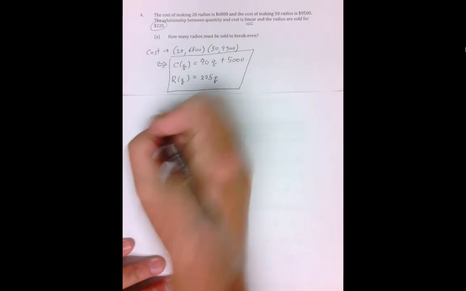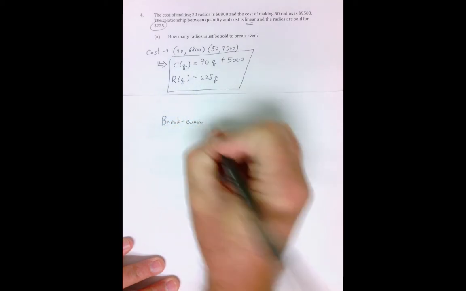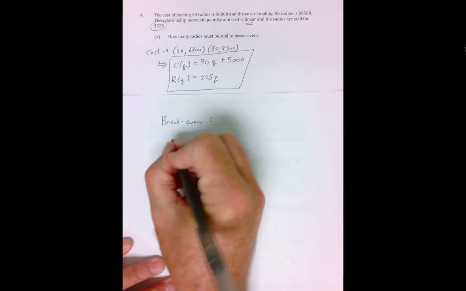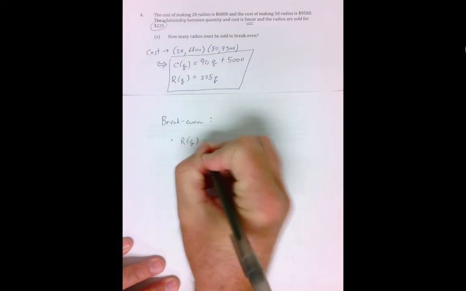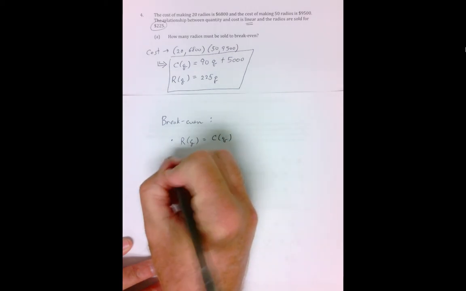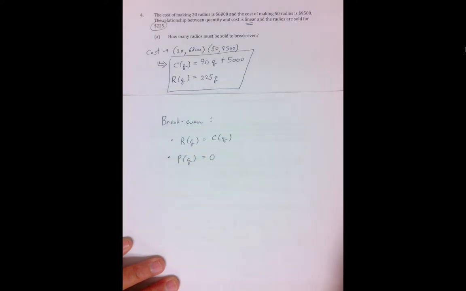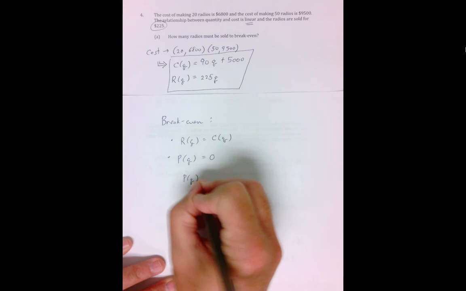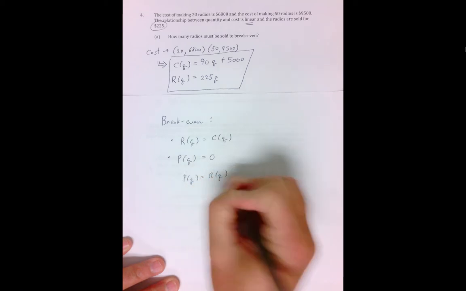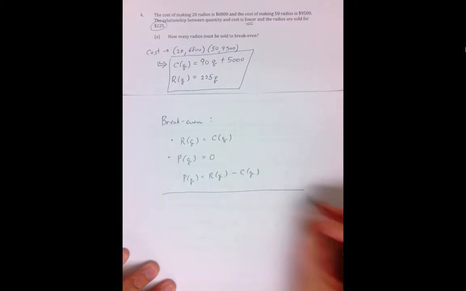Now, we had to find this information, the revenue and the cost, to work the problem to find the break even. So guys, remember the break even can be found one of two ways. It can be found by finding where our revenue is equal to our cost, or it can be found by finding where our profit is equal to 0, where the profit is the revenue minus the cost.